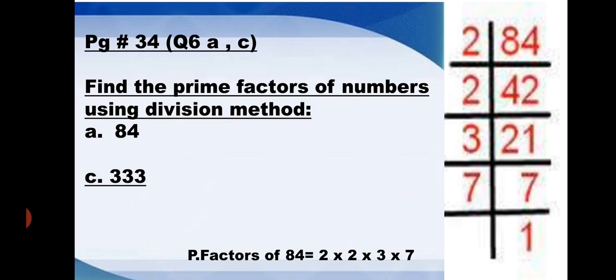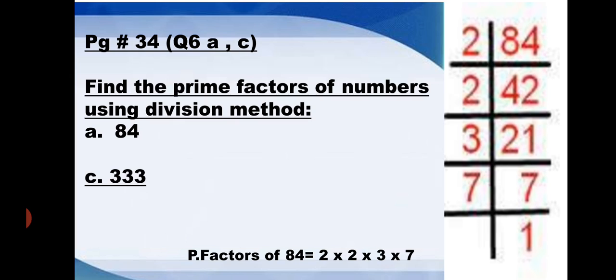As I already told you, 84 is a multiple of 2. So 2 is a factor of 84. 84 has more factors like 4, okay, 2.